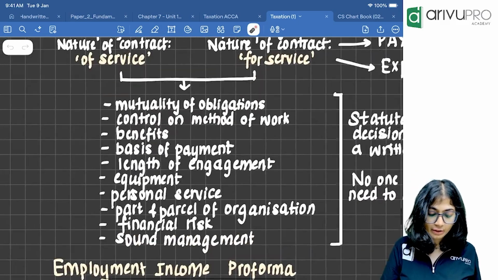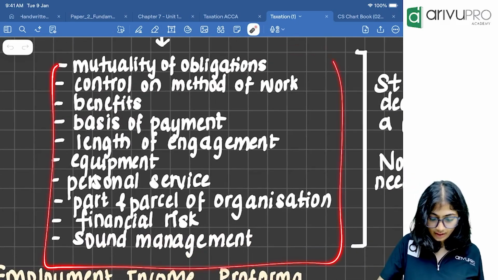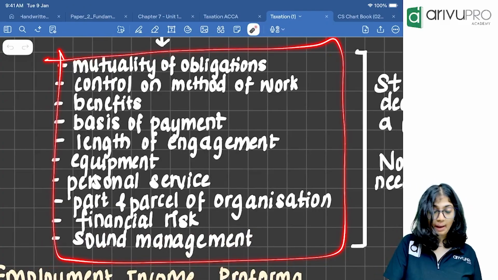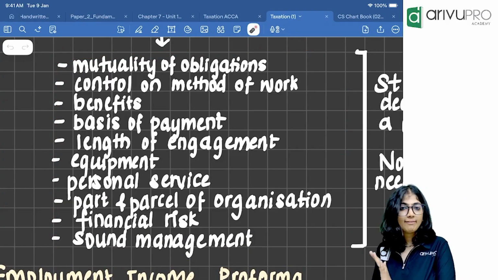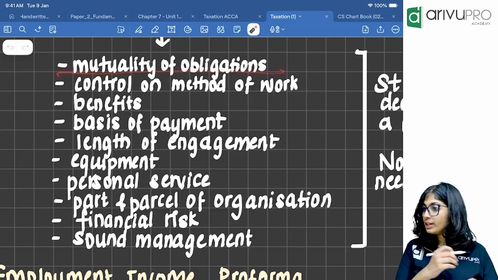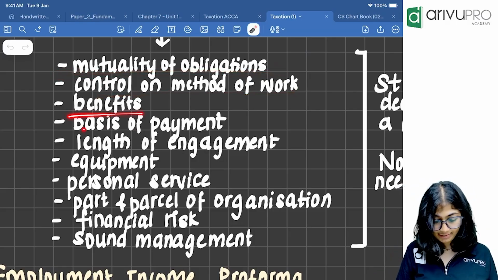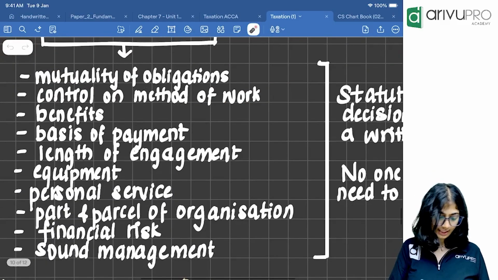But what you do need to remember are these factors, the factors that make employment different from self-employment. We had looked at mutuality of obligations, control on method of work, benefits, basis of payment, and so on.